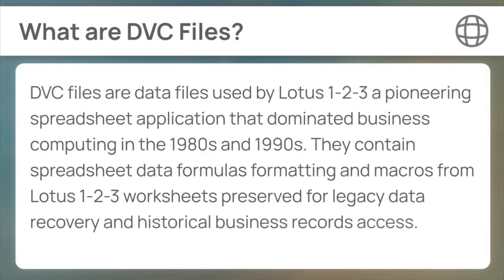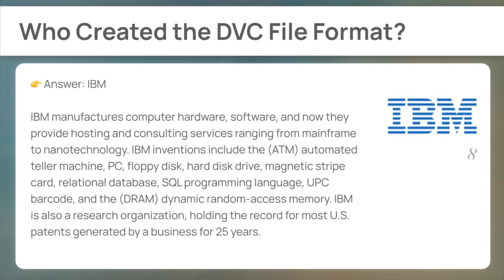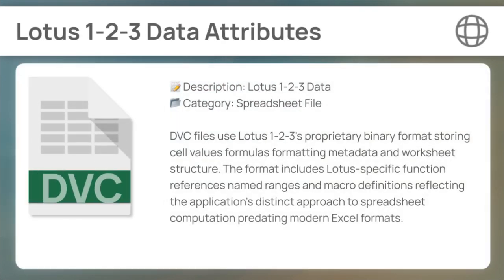DVC files are data files used by Lotus-123, a pioneering spreadsheet application that dominated business computing in the 1980s and 1990s. They contain spreadsheet data, formulas, formatting, and macros from Lotus-123 worksheets, preserved for legacy data recovery and historical business records access. DVC files use Lotus-123's proprietary binary format storing cell values, formulas, formatting metadata, and worksheet structure.